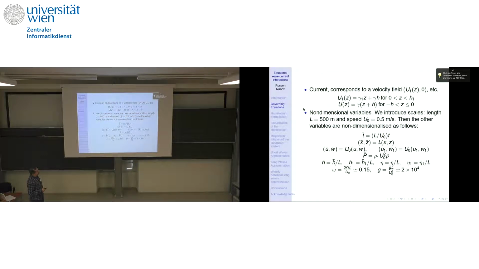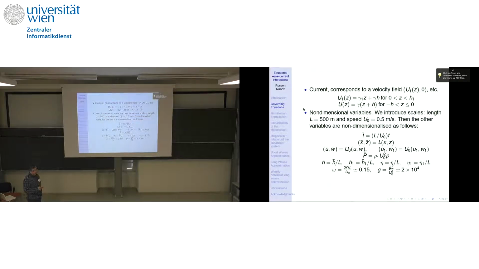G bar is the usual 9.8, but the non-dimensional G is 2 times 10 to the power of 4. So this is the non-dimensional G. And this is the non-dimensional rotation, which is quite small. Here we have the other things, the pressure and so on.